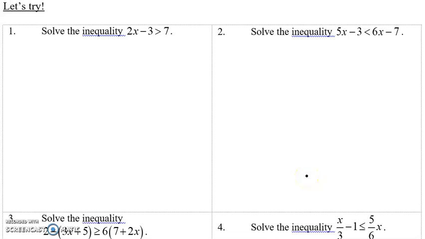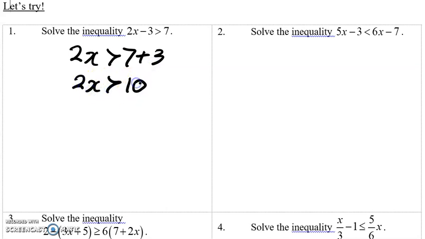Okay, for question 1, we have 2x minus 3 more than 7. So what happens is 2x will be more than 7 plus 3. From here, 2x will actually be more than 10. So x will actually be more than 5.